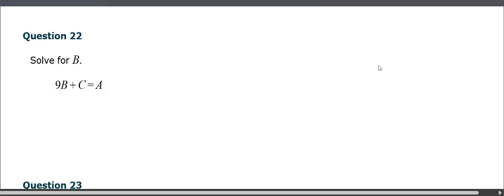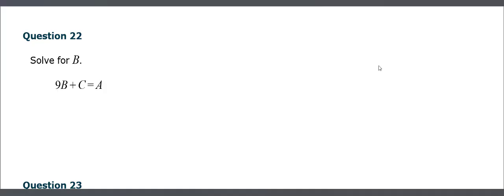Solve for capital B. 9 times capital B plus capital C equals capital A. So again, the same process. We're solving for uppercase or capital B, so we need to isolate it.